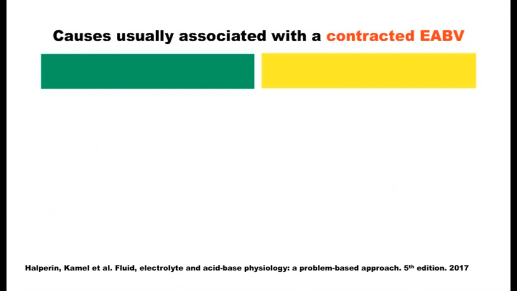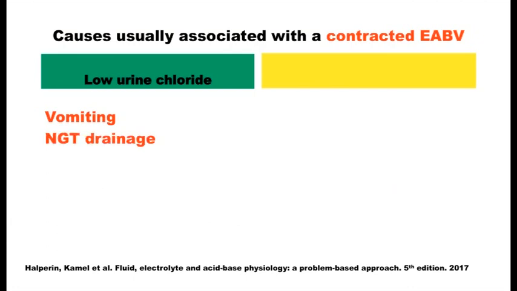So what are the major causes with a contracted effective arterial blood volume seen in the ICU? When looking at the causes with a low urine chloride, vomiting is by far the most common, along with nasogastric tube drainage, typically seen in patients who are in surgical ICUs. The other one is remote diuretic use.